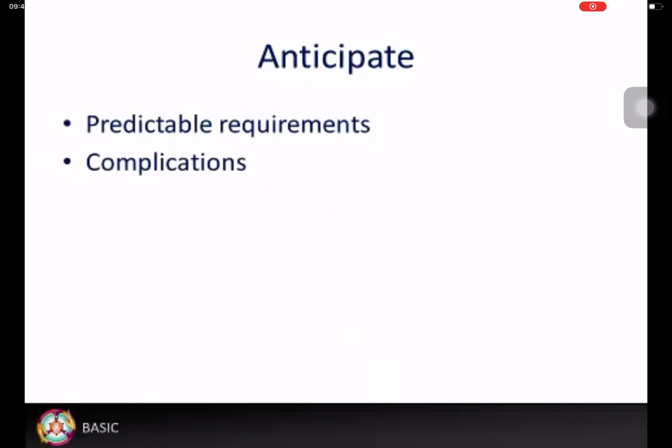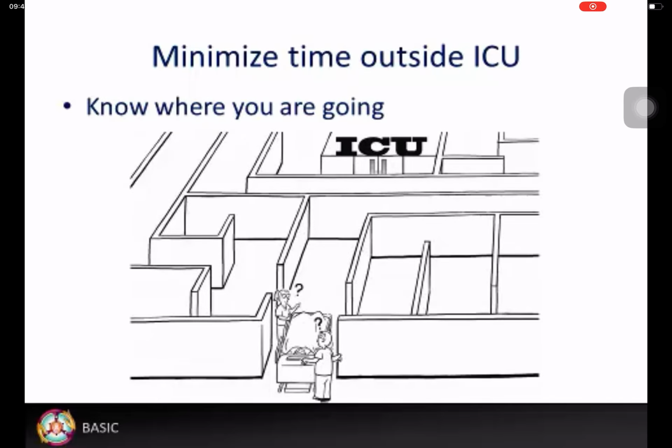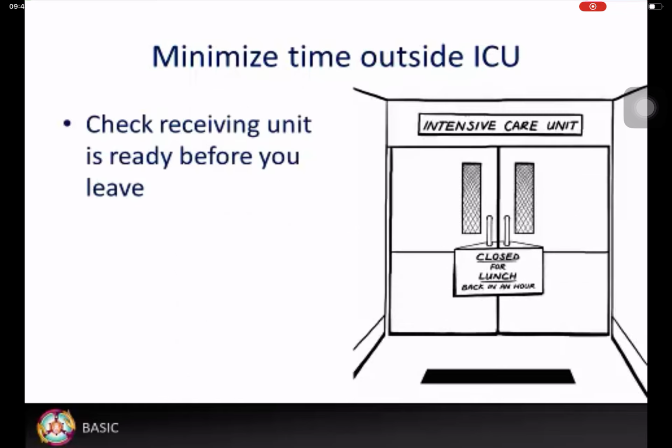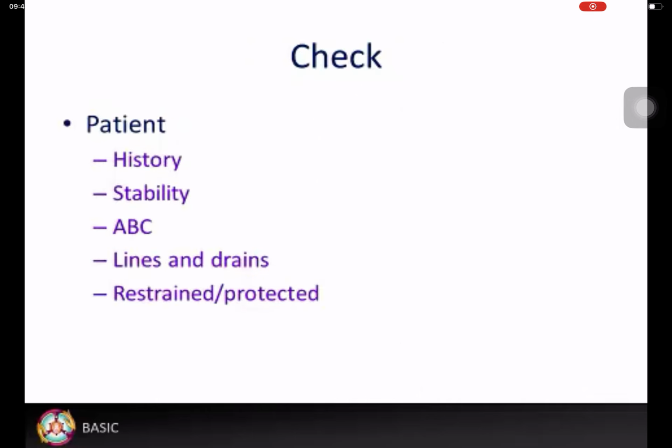In planning the transfer, it's important to anticipate predictable requirements as well as complications. Aim to minimize the time outside the ICU by knowing where you're going to and how to get there, and checking that the receiving unit is ready before you leave. Check the patient's history, stability, ABCs, and drains and lines, and make sure that he or she is appropriately restrained and protected.